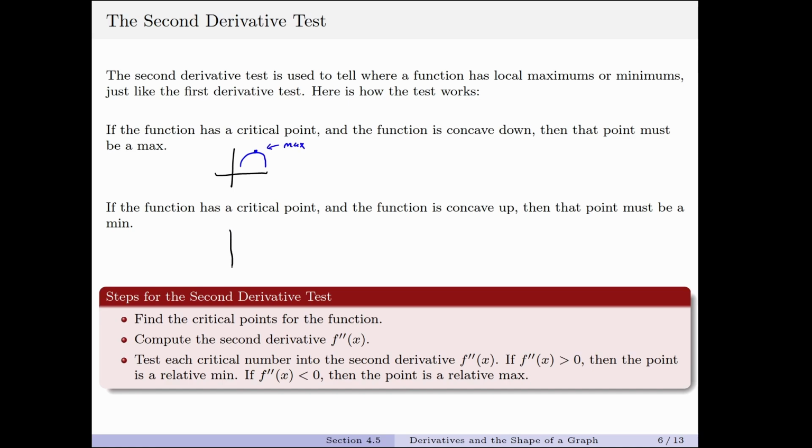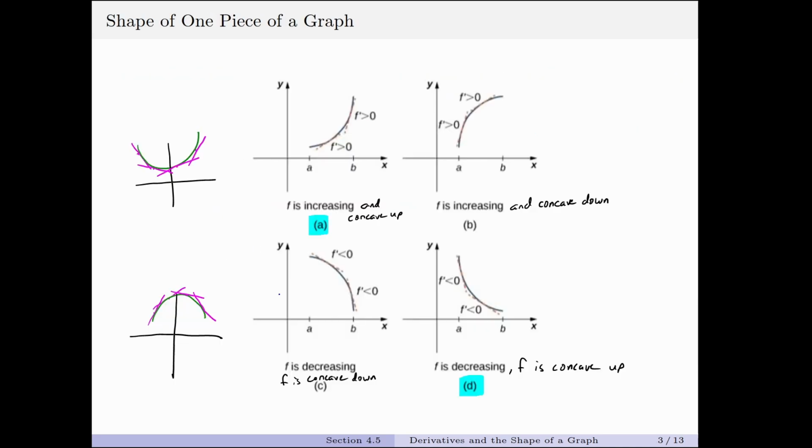If I have a critical point on a concave up, or cup up shape graph, then that critical point has to be a min. So that's kind of the idea behind the second derivative test. Remember back here we said that when the function was concave up, that means that the first derivative is increasing, which means the second derivative is positive.